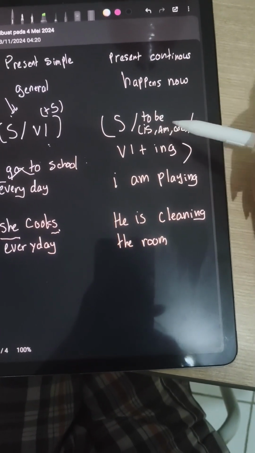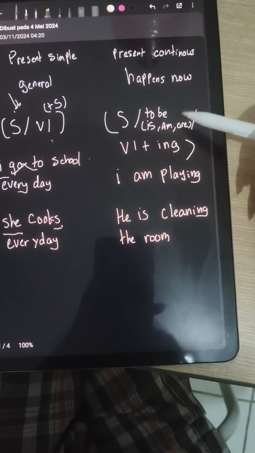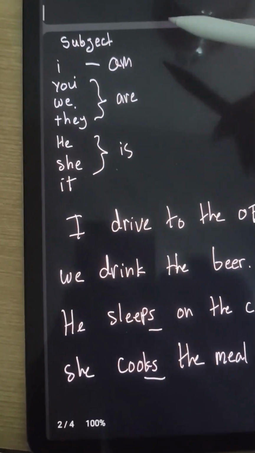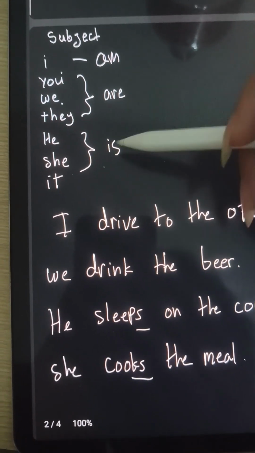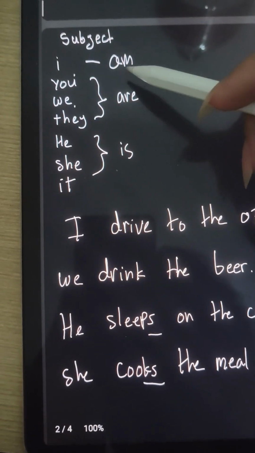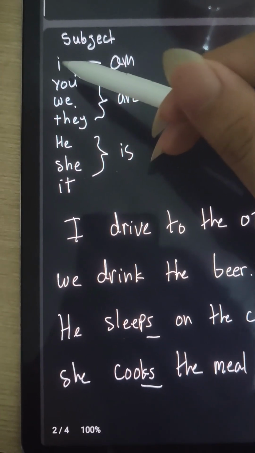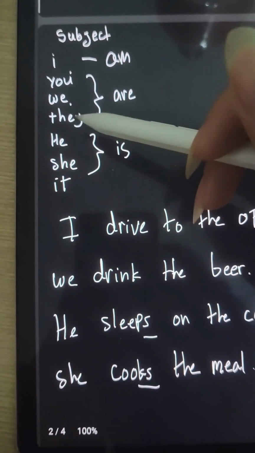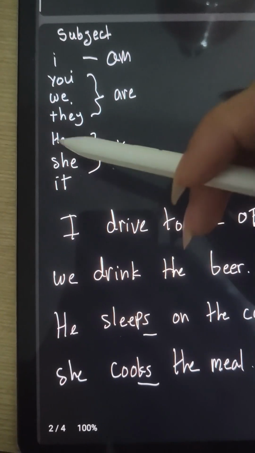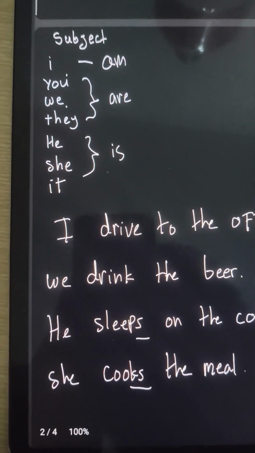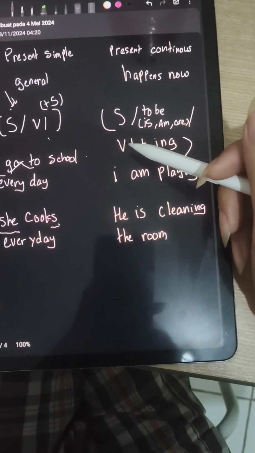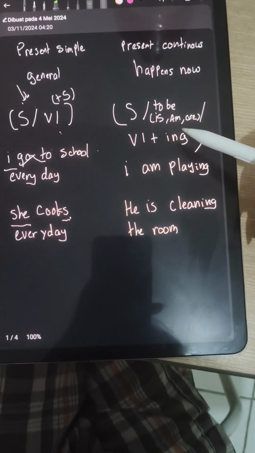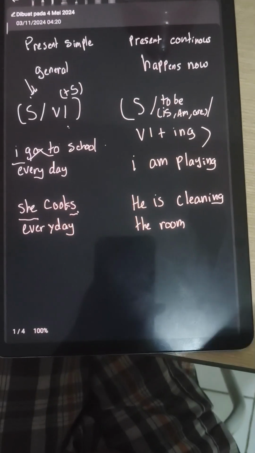Next, for present continuous, the formula is subject, and you need to be. To be is am, is, are. We'll get to this later. This is the video for to be. So there are three to be's: am, are, is. We use am only for I. If the subject is I, use am. If the subject is you, we, they, use are. If the subject is he, she, it, use is. And then your verb 1 plus ing. Ing is very important because it tells you that it happens now.